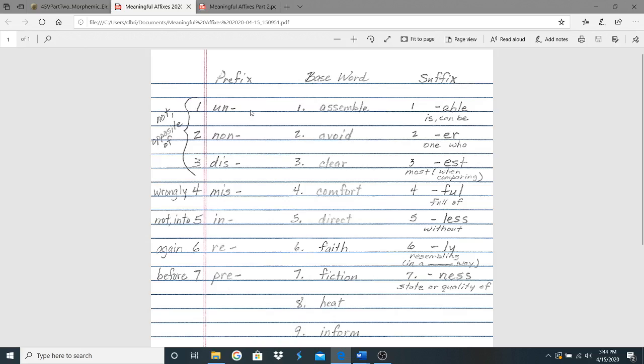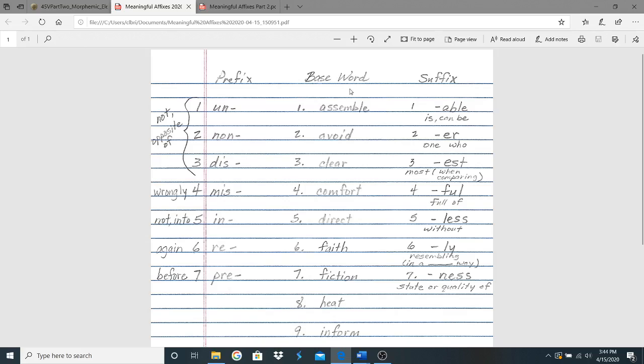Let's go through the prefixes. We've got un, non, dis. All three of those can mean not or opposite of. I've got mis, which means wrongly. If you misspell a word, you wrongly spell the word. I've got in, which can mean not, just like un, non, and dis, but it can also mean into. Re means again. If you reread a story, you read it again. Pre means before. If you preheat the oven, you're heating it before you actually bake the cookies, as long as you have an adult to help you with that.